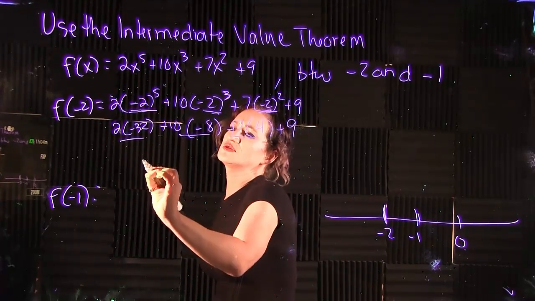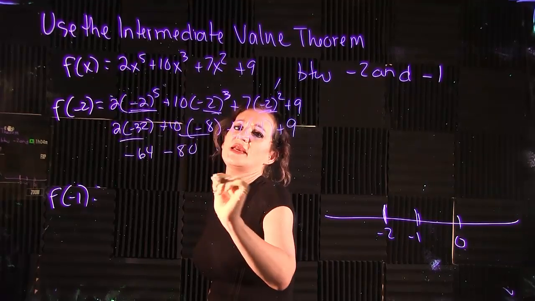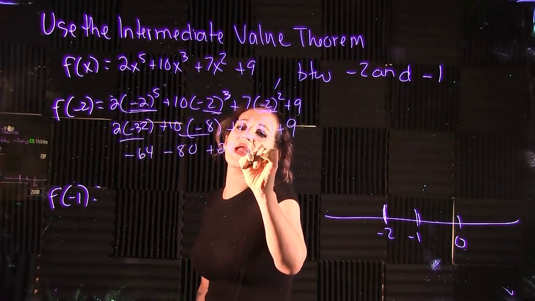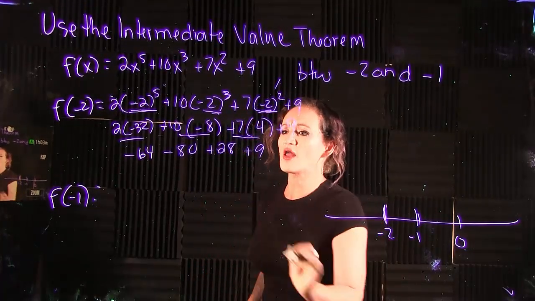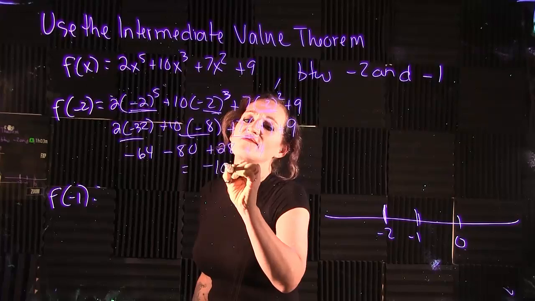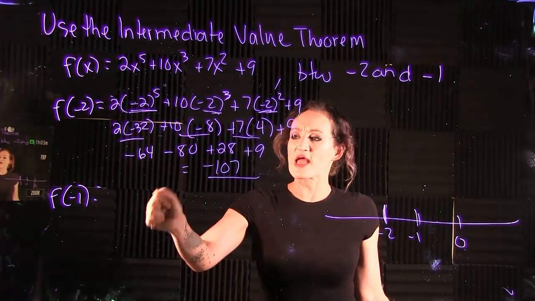So 2 times -32, we get a -64 there, a -80 here, plus 28 plus 9. And when we add all of that together, we get -107. Right, so let's pause there real quick. Let's figure out f of -1.